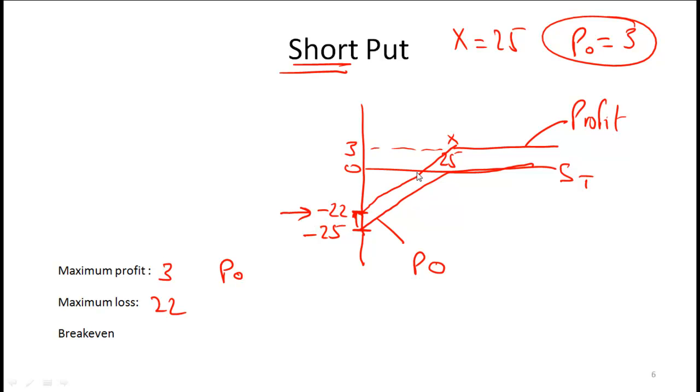What's the break-even point? The break-even point is right here. In our example, that break-even point is 22. How do we get that point? This point is simply the strike price, so this is simply X minus the premium. So X minus P0. That is our break-even point for the short put.